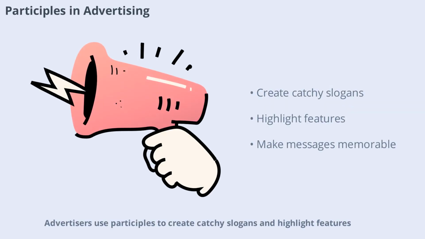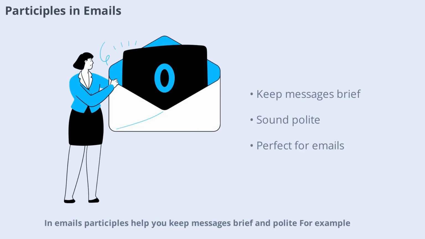Advertisers use participles to create catchy slogans and highlight features. For example, "refreshing taste, lasting energy." The participles make the message punchy and memorable. In emails, participles help you keep messages brief and polite. For example, "hoping to hear from you soon." This structure is friendly and efficient, perfect for professional communication.